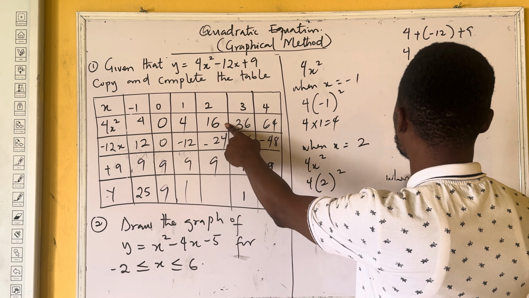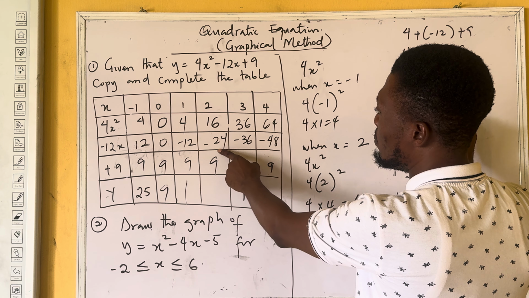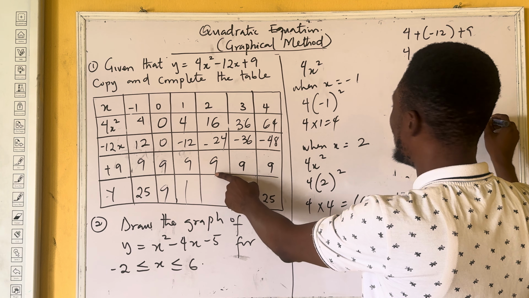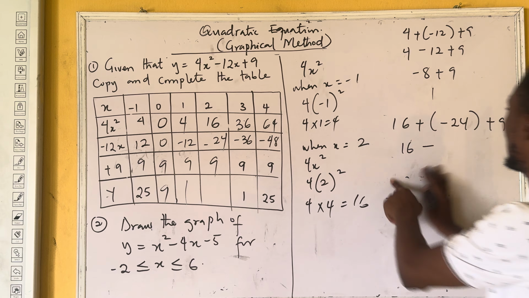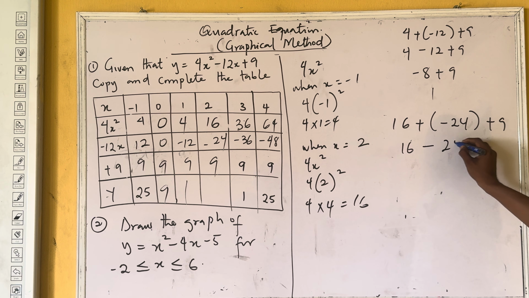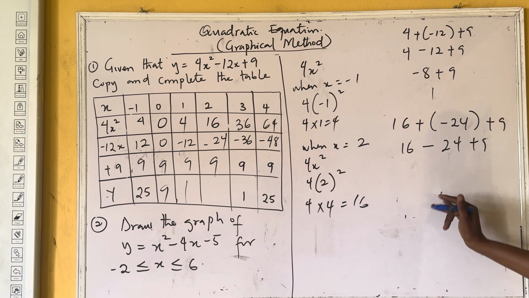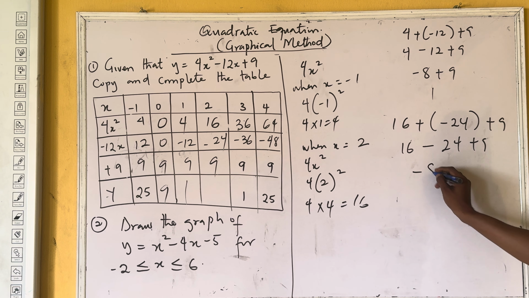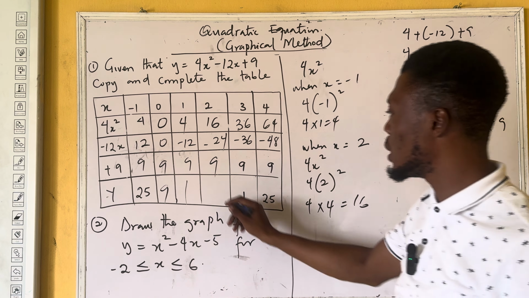You come to this place. This is 16. 16 plus minus 24 plus what? 9. This time this is minus. So you have 16 minus 24 plus 9. 16 minus 24 is minus 8. Minus 8. So minus 8 plus 9 is what? 1. So here we still have 1.